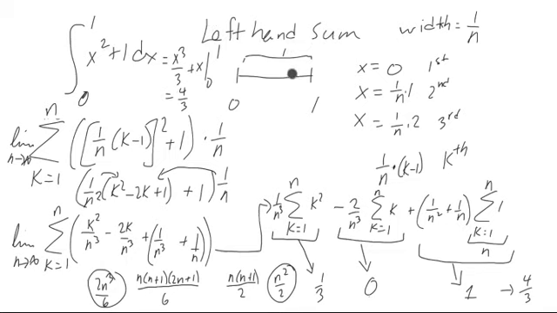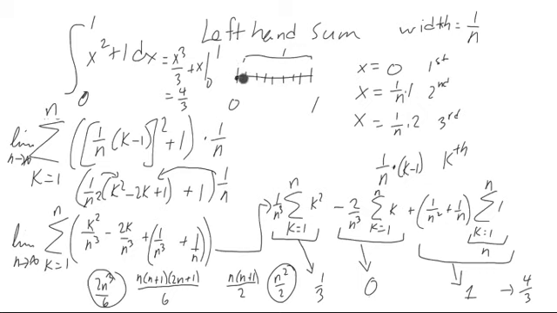And our interval is from 0 to 1, so it has a length of 1. We're taking that 1 and let's subdivide it into n equal pieces. So that means each piece is going to have length 1 divided by n. So the width is going to be 1 over n. With the left-hand rule, what we do is we always choose the x-coordinate on the left part of each subinterval to plug into the function to find the height.